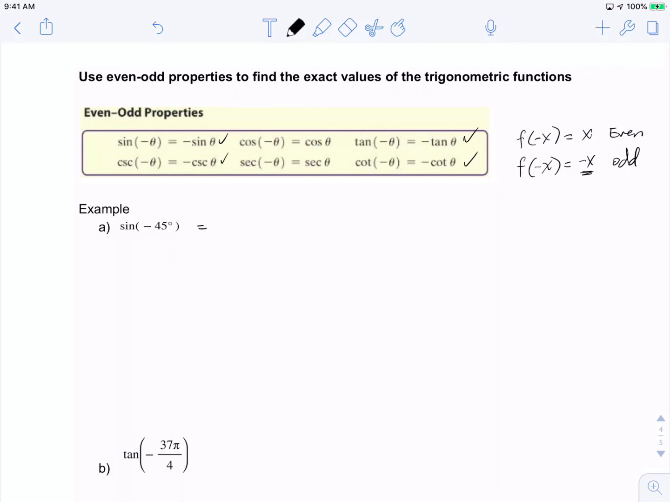So let's look at this. We know that sine is going to be odd. So we're going to get negative sine of 45 degrees. And 45 degrees we know from the unit circle, sine is positive radical 2 over 2. But because we have the negative in front, we end up with a negative radical 2 over 2.